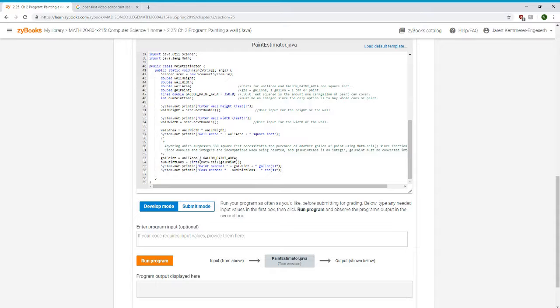Then we have this (int) with parentheses around this, which makes it so that this, which is otherwise a double, is converted into an integer, so that it can actually be related to num paint cans, which is also an integer. This is important because otherwise it would not be compatible.